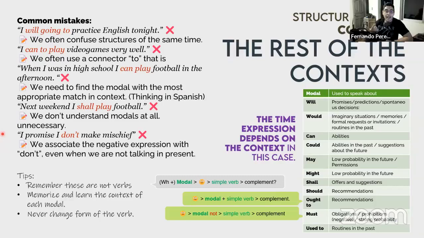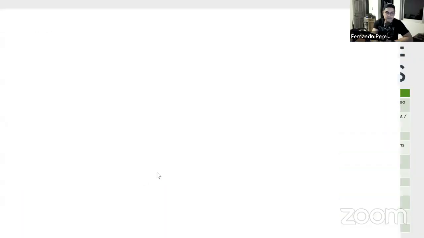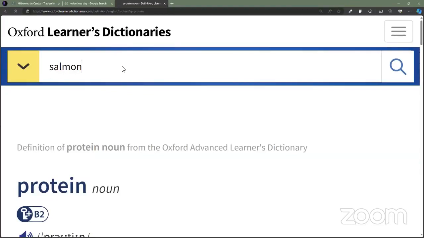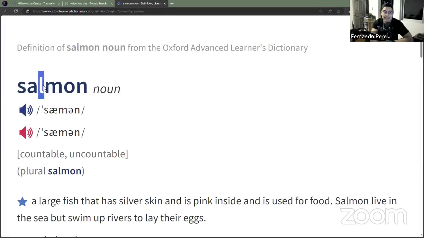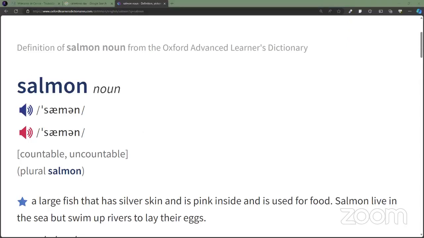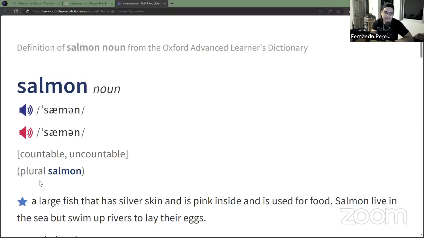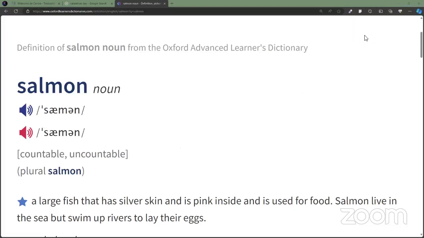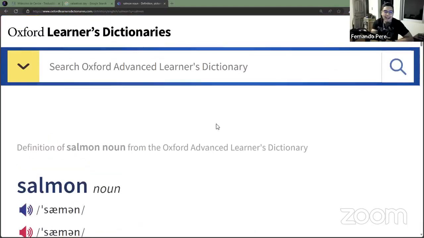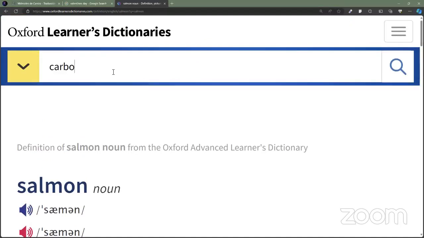Salmon. You could prepare salmon with vegetables. The L is silent, so it's only salmon. Okay, you could prepare salmon with vegetables and with carbohydrates. Oh, that's difficult. Carbohydrates. Excellent.